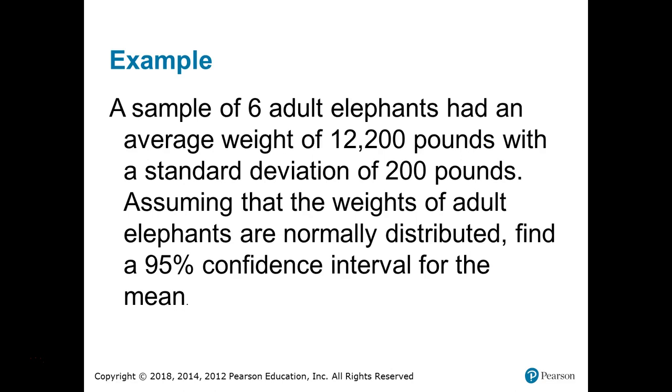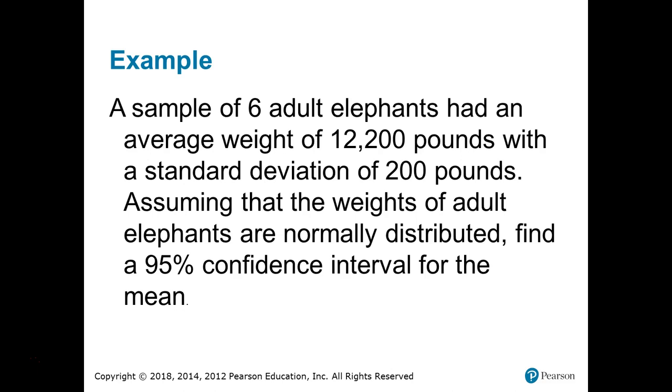So here's the meat and potatoes example. If you're going to really focus on any example in this lesson, focus on this one. A sample of 6 adult elephants had an average weight of 12,200 pounds with a standard deviation of 200 pounds. Would that be a sample standard deviation or population? I would hope you would say sample. And this would be your x bar, because it's the mean of the sample. Assuming that the weights of adults are normally distributed, that tells us we could use the t distribution. Find a 95% confidence interval.